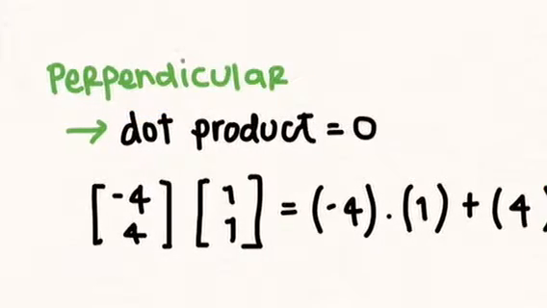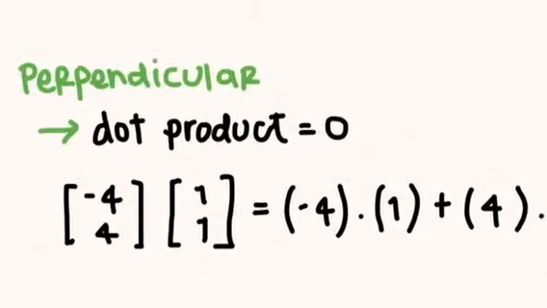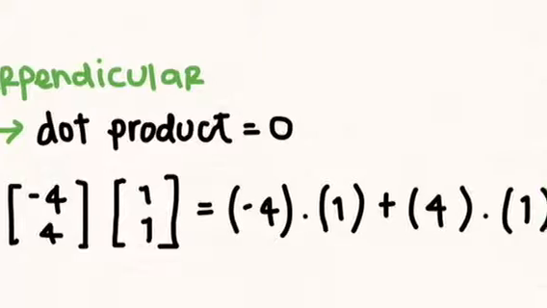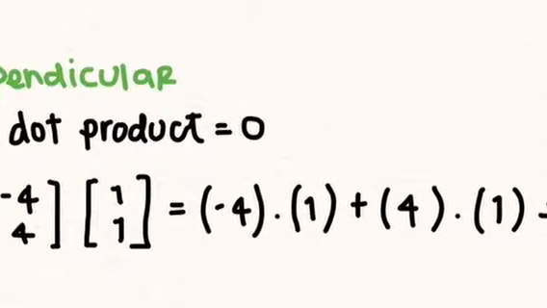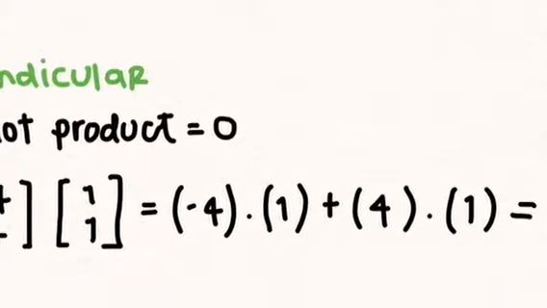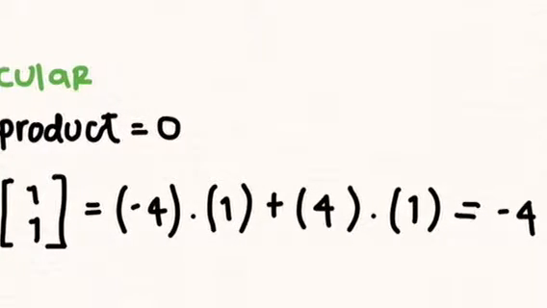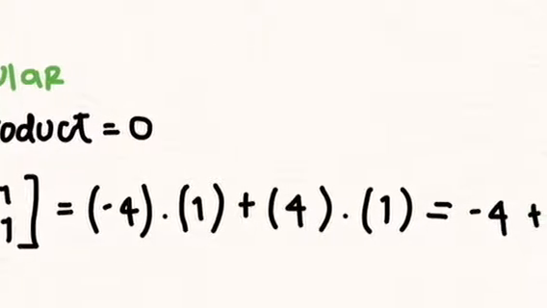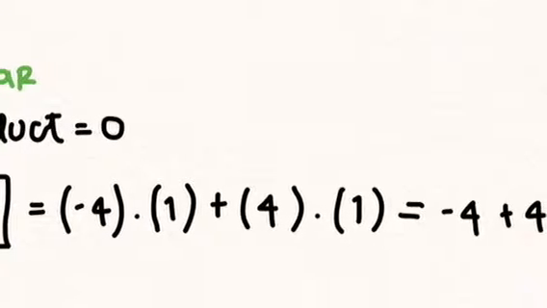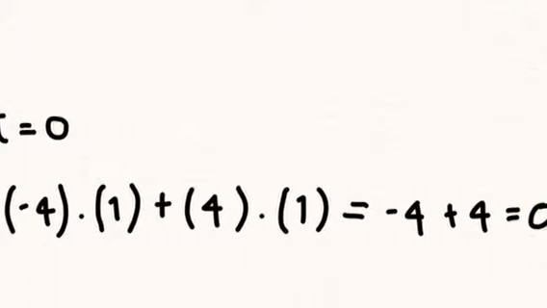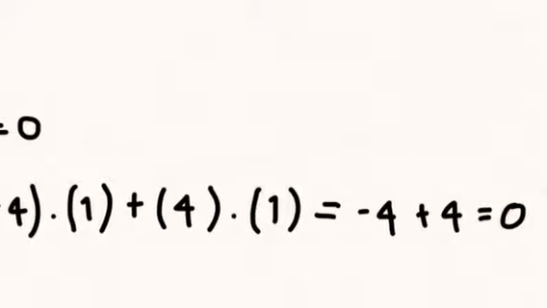When are two vectors perpendicular? Two vectors are perpendicular when their dot product equals 0. So in the example, we have the vectors (-4, 4) and (1, 1), whose dot product will equal -4 times 1 plus 4 times 1, which equals -4 plus 4, which equals 0. In this case, these two vectors are perpendicular.